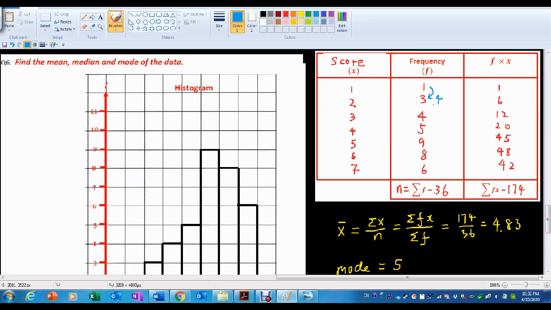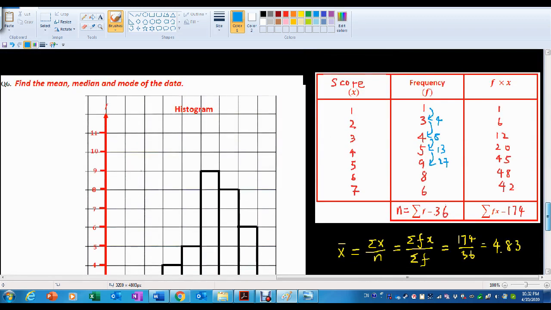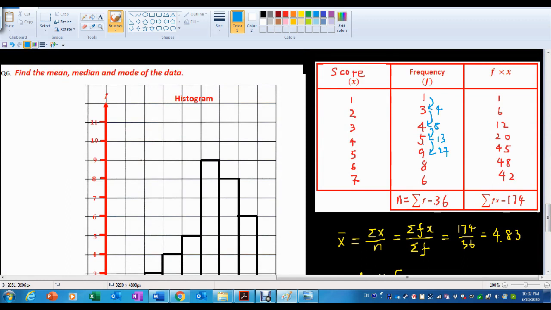So 1 plus 3 is 4, 8. Okay, you still got a way to go. So 13, 8 plus 5. Okay, and that's 27. Okay, so we need 18th and 19th. So up to score 4 is only 13, so it must pass 5. So up to 5 is now accumulated to 27.